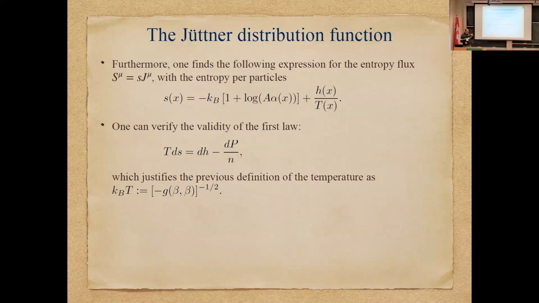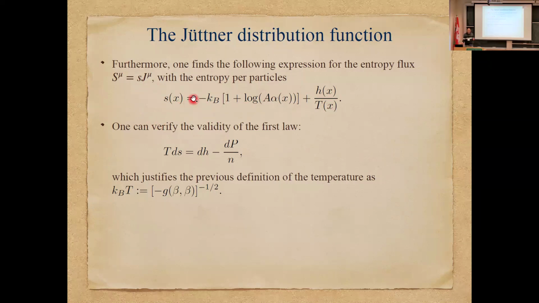Now, you can further reinforce the interpretation of the temperature by looking at the entropy. These are just standard arguments from thermodynamics or statistical physics. Because we have an expression for the entropy flux, or the entropy current, you can just compute it, and you will find that for this Newton distribution it is proportional to J^mu. This proportionality factor is the entropy per particle, which you can compute explicitly.